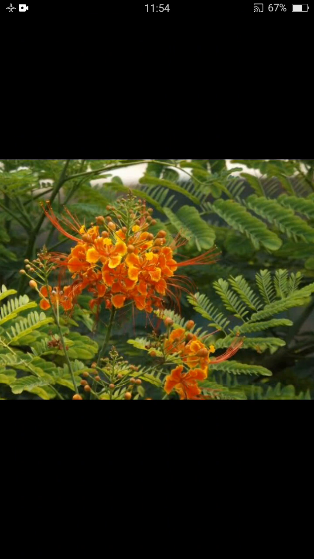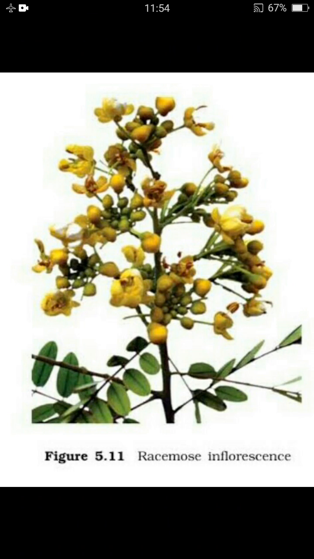Okay, first I will explain racemose inflorescence. In racemose inflorescence the main axis continues to grow. So the main axis is continuously growing in these plants with flowers. The flowers are borne laterally in an acropetal succession. See, this diagram is also an example for racemose inflorescence. On the floral axis, how are the flowers arranged? Flowers are arranged laterally. See the diagram very carefully.